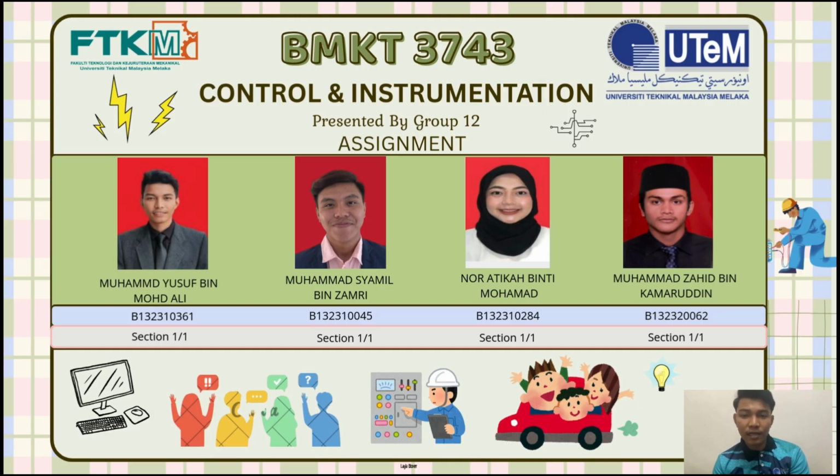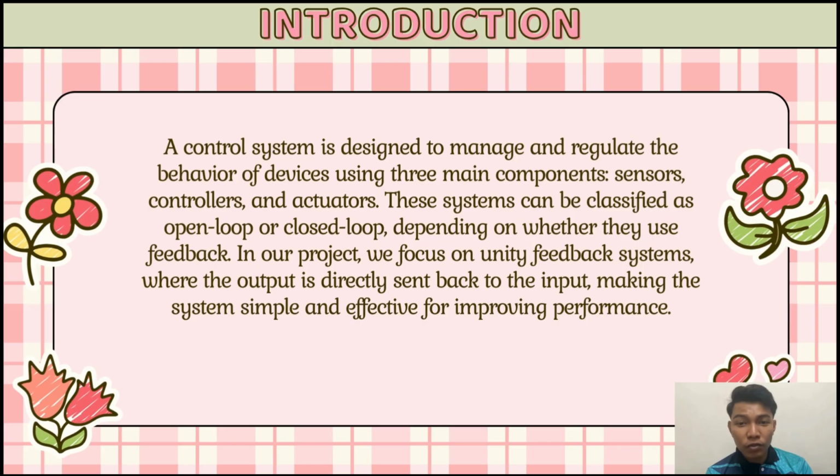Let's get started. In this project, we are using Simulink and MATLAB to study control systems. These systems are used to control and manage the behavior of devices. A control system has three main parts: sensor, controller, and actuators. Our focus is on the unity feedback system, where the output is directly sent back to the input. The system is simple but very effective for improved performance. The diagram here shows how the input, control, and output are connected in the system.